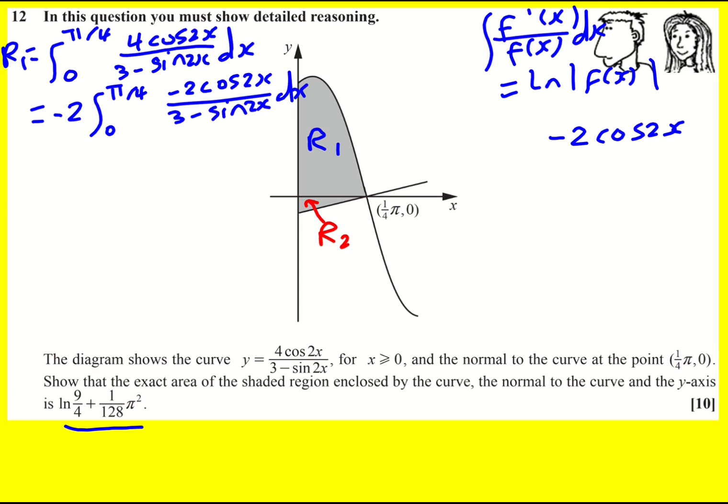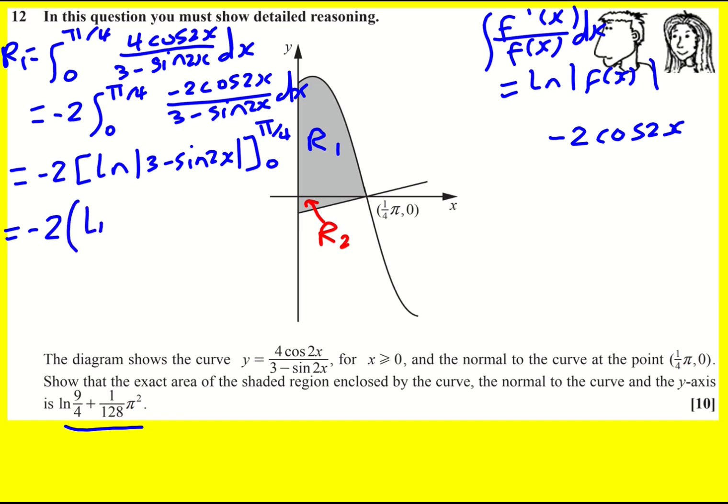Okay, so it's now in the right form. So I can straight away write down that this is minus 2. It's a definite integral, and then, like we said before, it's going to be ln of the bottom, so ln of 3 minus sine 2x. So that's going to be minus 2, and then ln of 3 minus sine of pi over 2, which is actually equal to 1. You can put that in your calculator first. So actually I'm going to get ln 2.